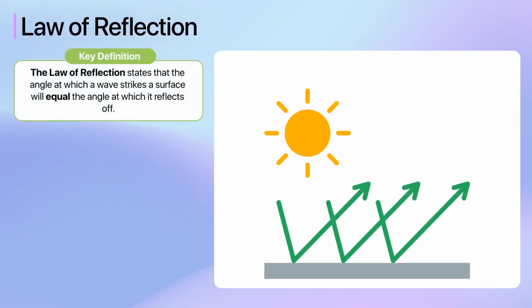The law of reflection is a fundamental principle that governs how waves, including light waves, reflect off surfaces. The key concept here is that the angle at which a wave strikes a surface will equal the angle at which it reflects off. Let's break this down with a diagram.